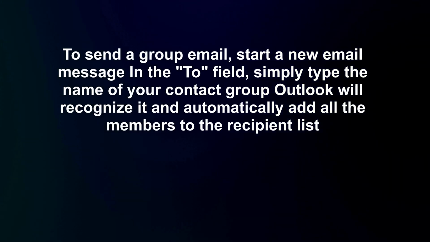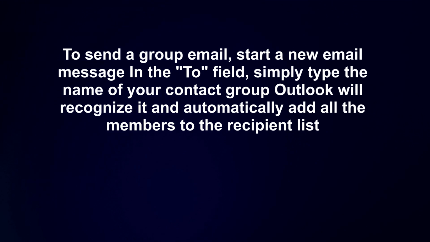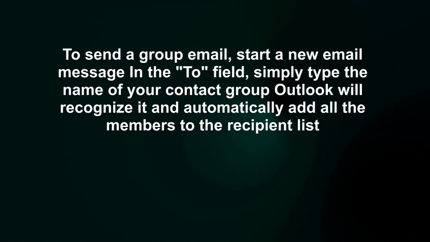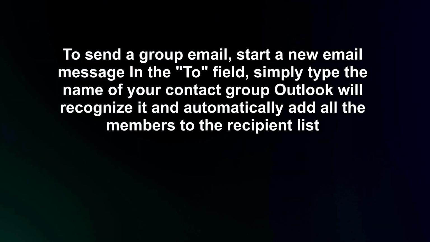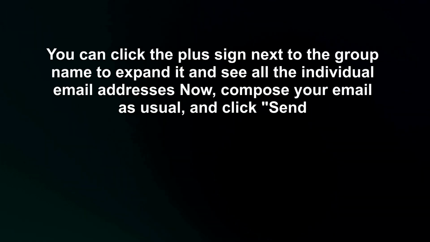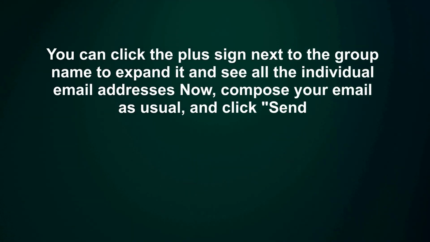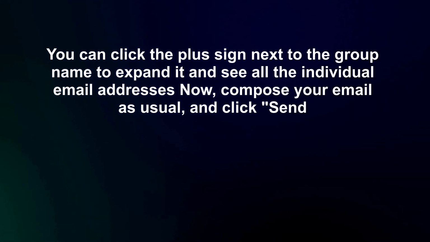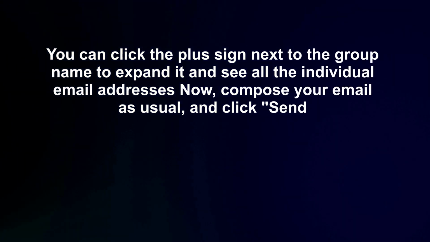To send a group email, start a new email message. In the To field, simply type the name of your contact group. Outlook will recognize it and automatically add all the members to the recipient list. You can click the plus sign next to the group name to expand it and see all the individual email addresses. Now, compose your email as usual and click Send.